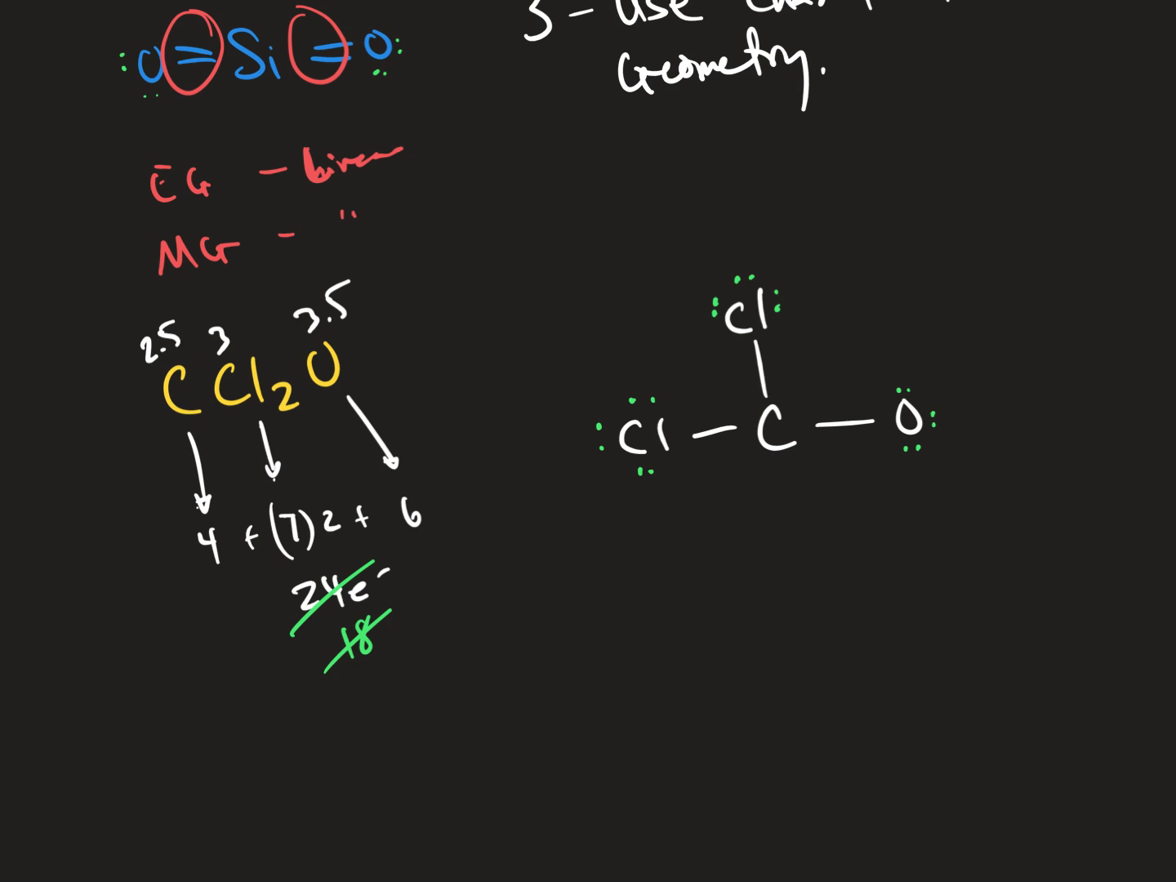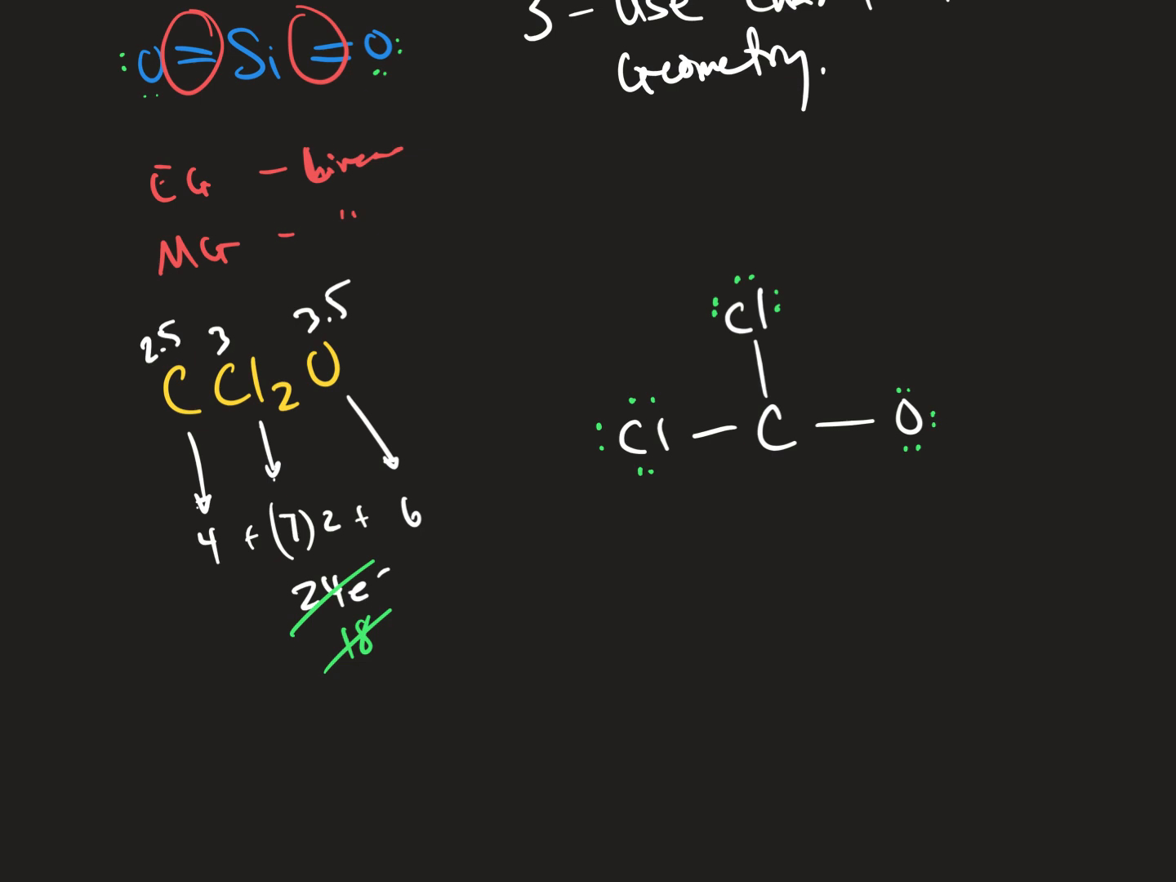No. We need to share. Which one should we share with? The oxygen? Oxygen, for a couple of reasons. Now, in reality, guys, on the Lewis structure, I don't care for this class, but try to make it as symmetric as you can. Why? Because that's more efficient.